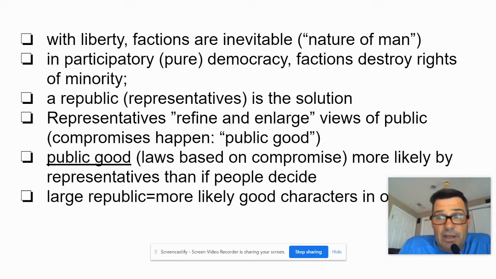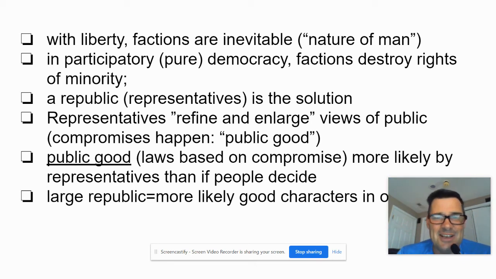In a large republic, Madison also argues that there are likely more good characters in office. Sorry, the word "office" got cut off there. But large republic, more likely good characters in office. Why? Because there's more people to choose from. So kind of like the cream rises to the top. Maybe.